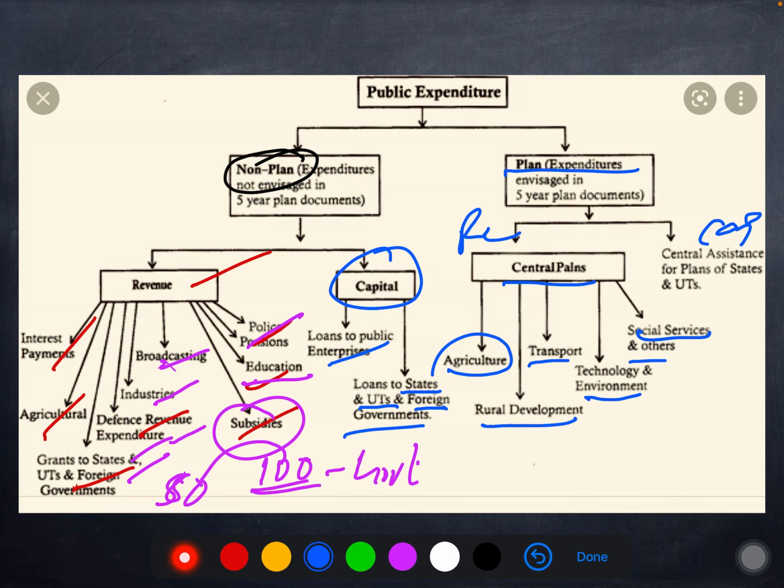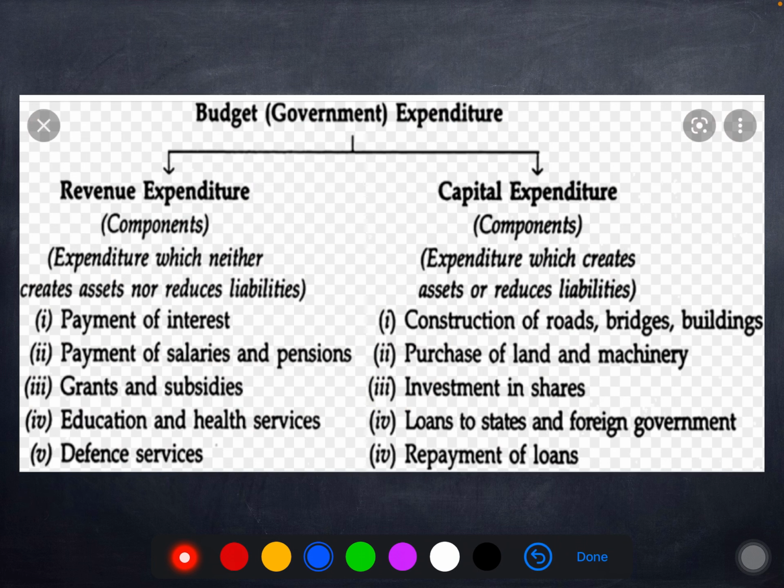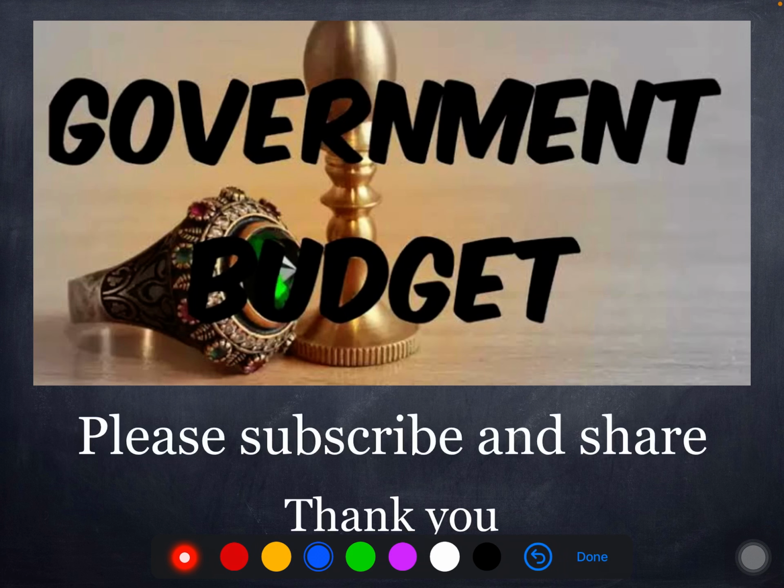So in this way, public expenditure, your budget expenditure, your government expenditure, can be classified into plan and non-plan. At the same time, we can continue with revenue non-plan expenditure, capital non-plan expenditure, revenue plan expenditure and capital plan expenditure. Plan expenditure on the capital side covers construction of roads, bridges and buildings, purchase of land and machinery, investment in shares, loans to states and foreign governments, repayment of loans, etc.